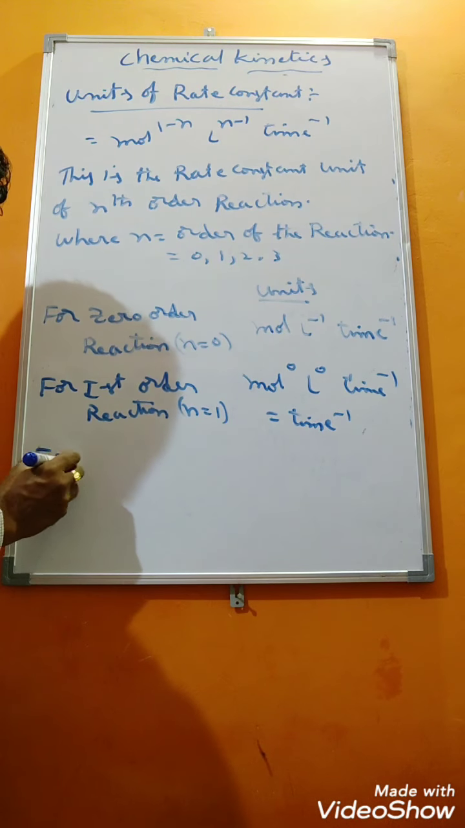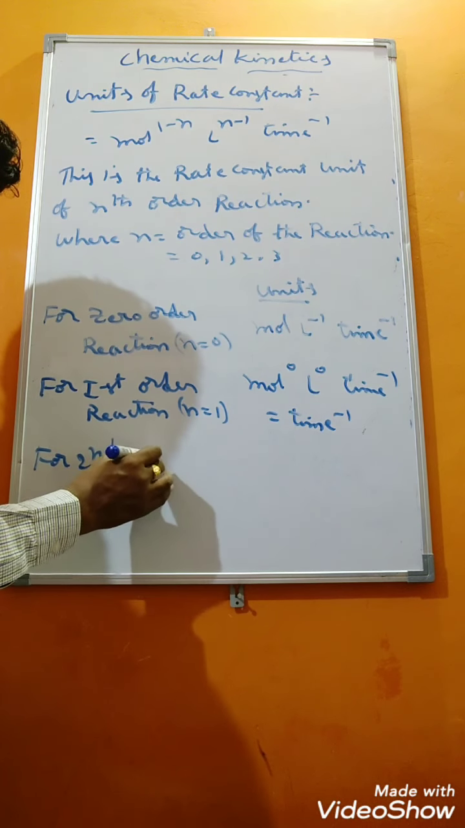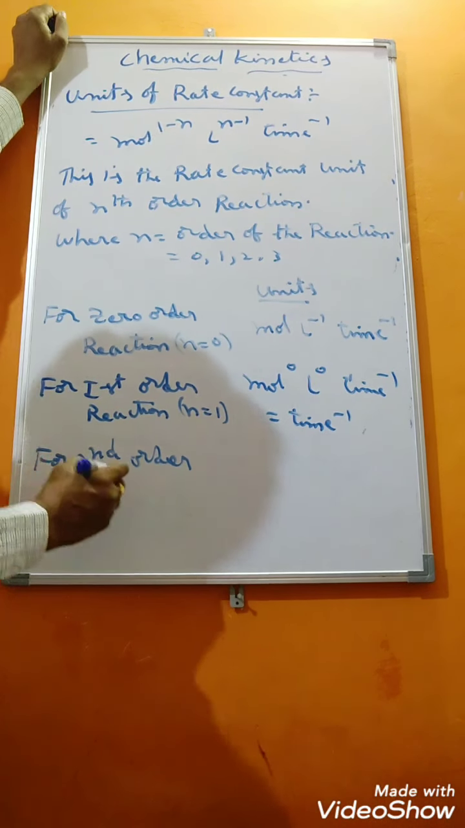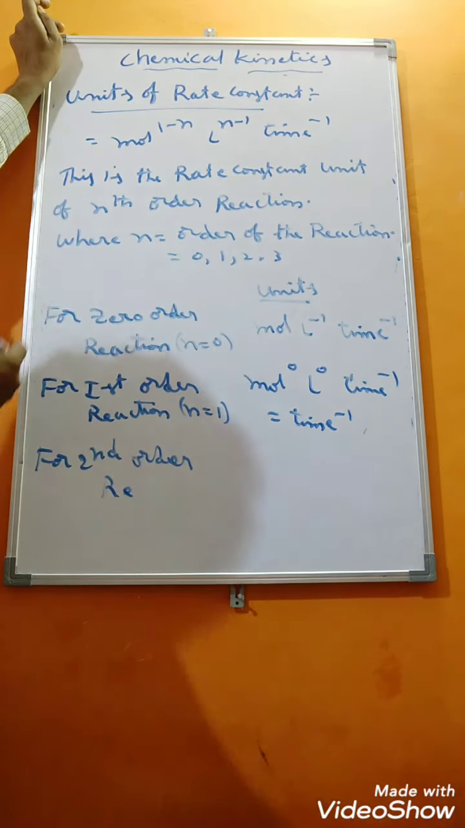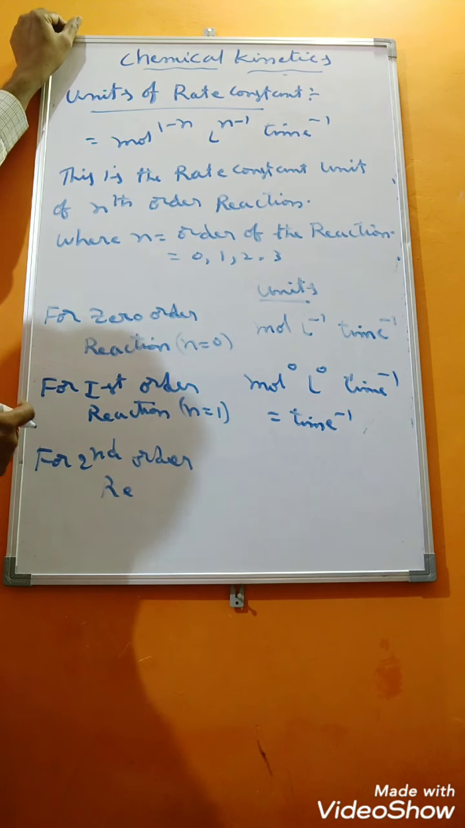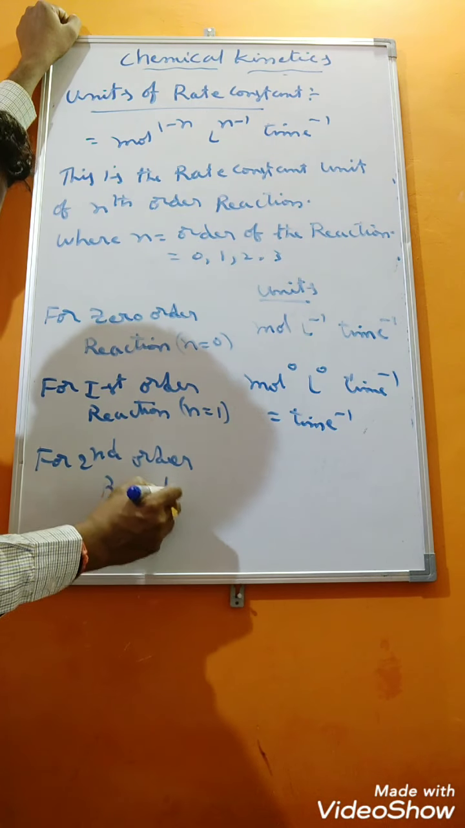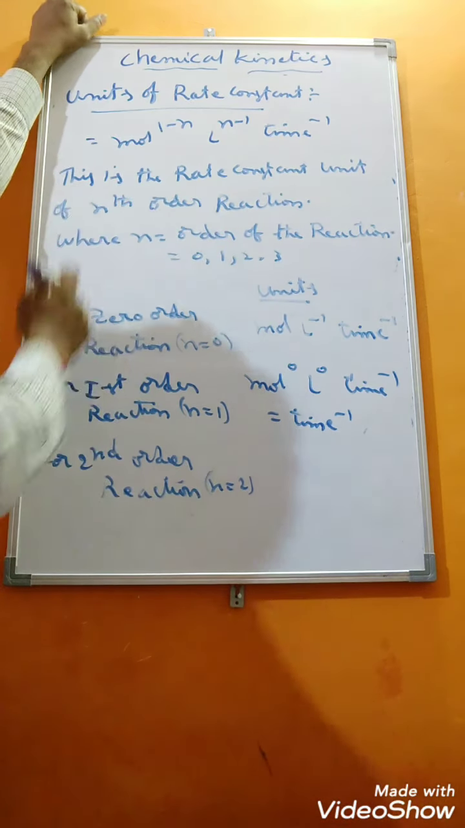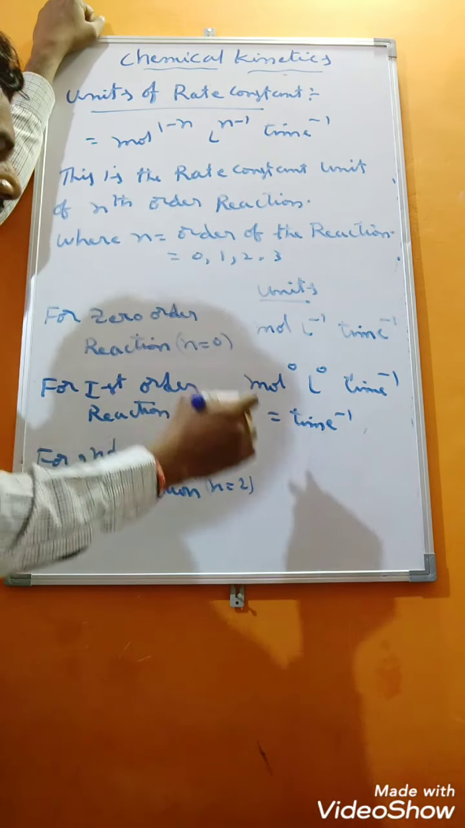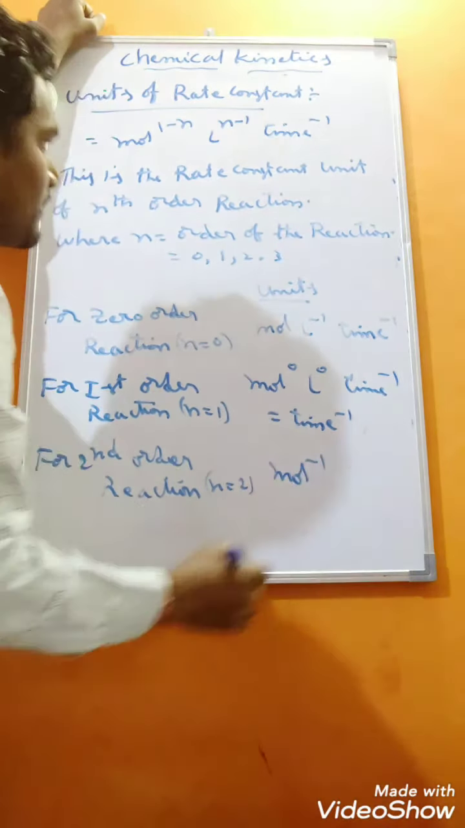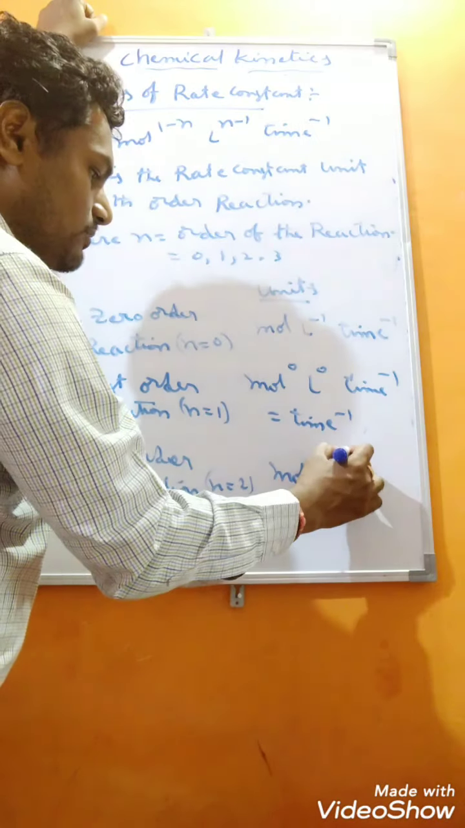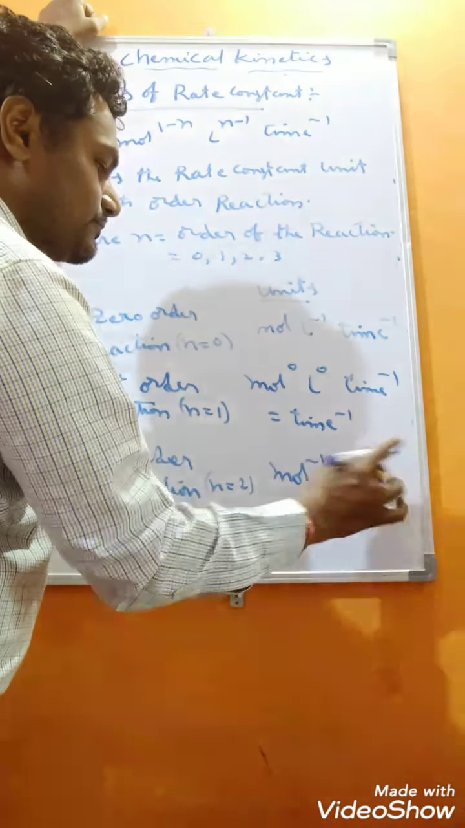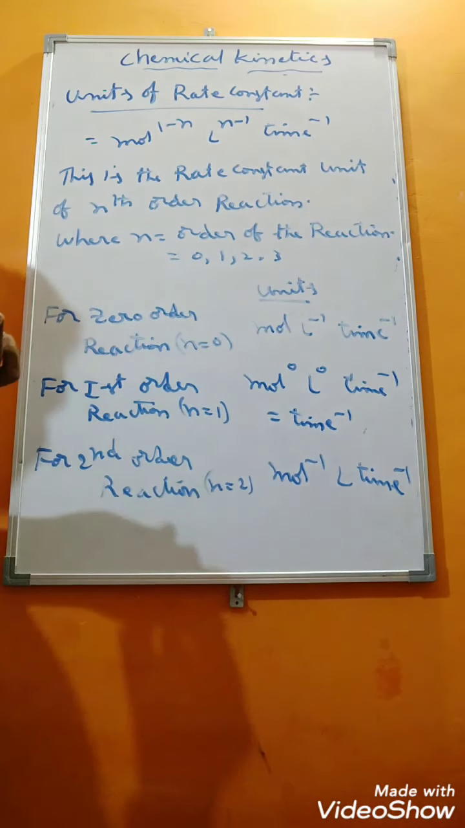For second order reaction, actually we don't have second order reaction in the syllabus. Even though, there is a chance to ask this unit, because we have the rate constant nth order reaction units, right, students? So for second order reaction, n equals 2. Substitute the value in this expression. What are you going to get here? Mole power 1 minus n, that is mole power minus 1. Liter power 2 minus 1, so liter power 1, that is liter, time inverse.